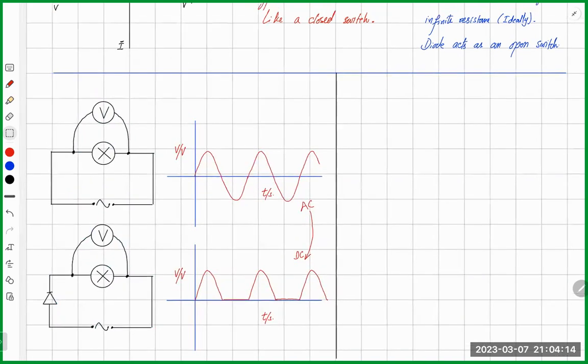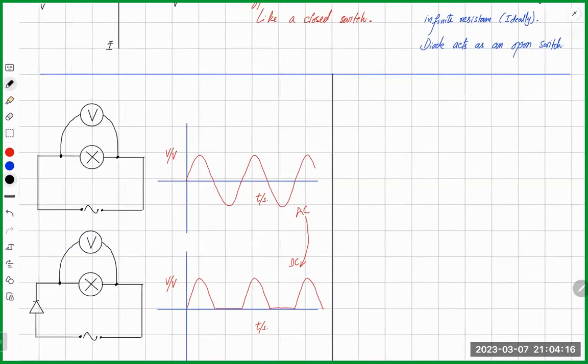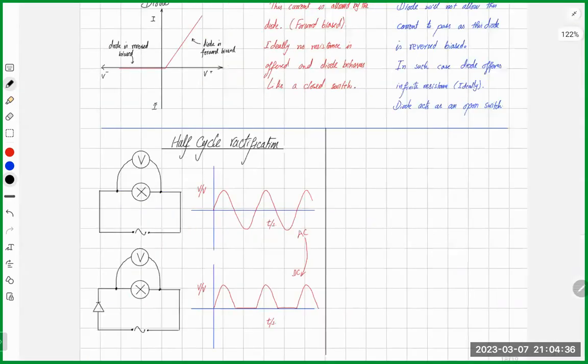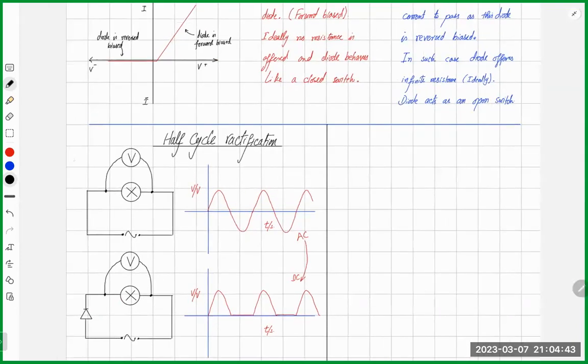Now, this is called half cycle rectification. Now, for full cycle rectification, what do we do for full cycle rectification?